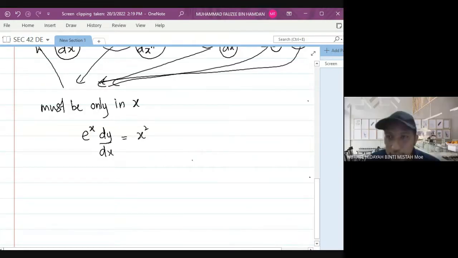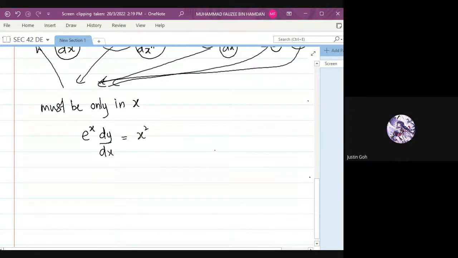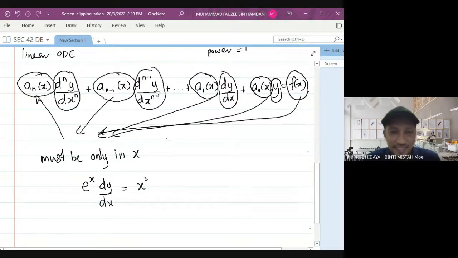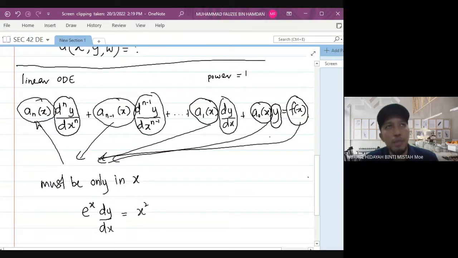Non-linear. Yes. Why is this non-linear? Because there is a power of 2. Very good, Justin, but your reason is wrong. Okay, the only term that cannot be power of 2 is y. Y and dy over dx also cannot be power of 2, must be power of 1. But the rest, the terms, the function, can be power of 2.